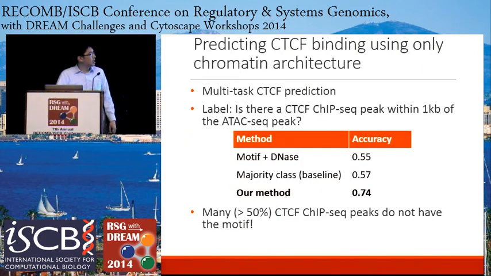And finally, we decided to also look at how we could do on a specific state. So we chose the CTCF state because we have ground truth for this state in the form of ChIP-seq peaks from CTCF ChIP-seq experiments. And so here we are trying to determine if there is a CTCF ChIP-seq peak within one kilobase of the ATAC-seq peak. And we see that our method performs much better than approaches based on motifs and DNase or just predicting everything to be CTCF bound. The reason this is so is because many of these CTCF ChIP-seq peaks do not contain the canonical motif. So you wouldn't find it if you had to rely on the presence of a motif in the first place.